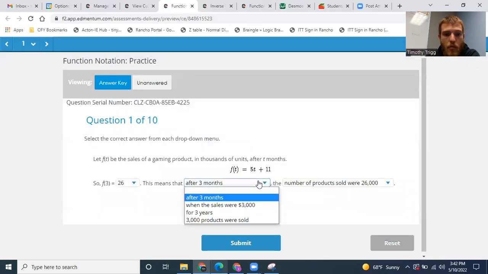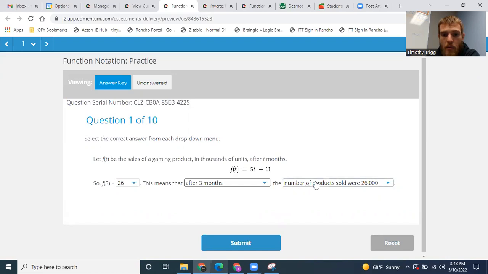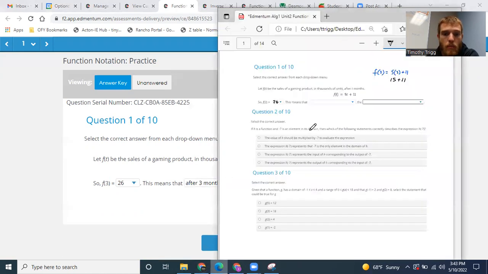So that means after 3 months, the number of products sold were 26,000. The reason it's 26,000 is because the amount was in thousands. Okay. All right.